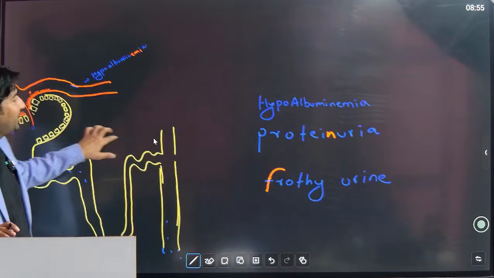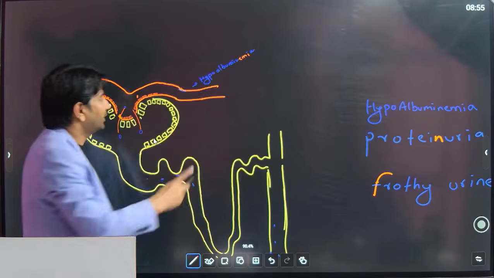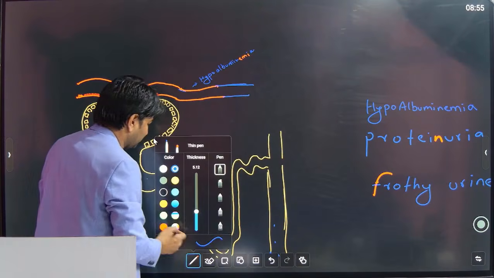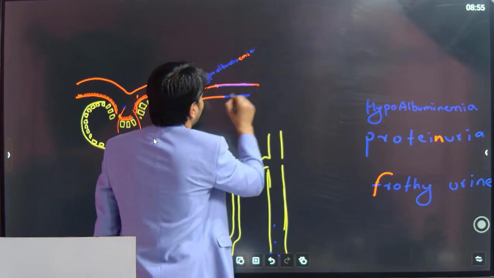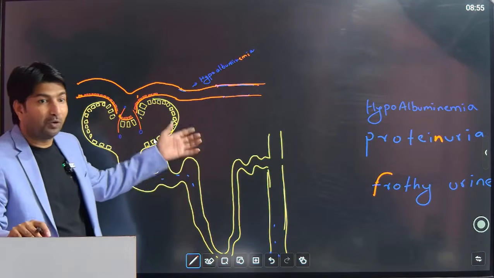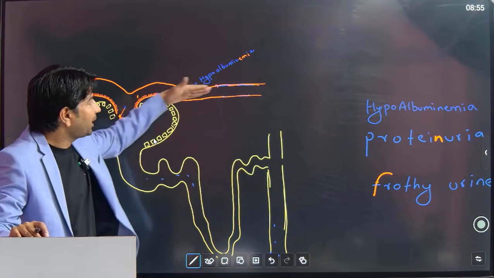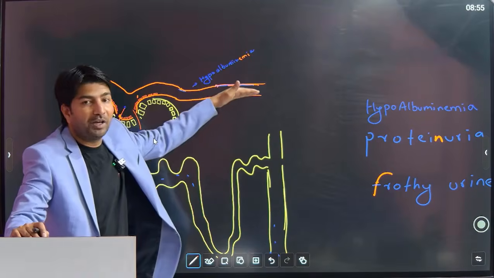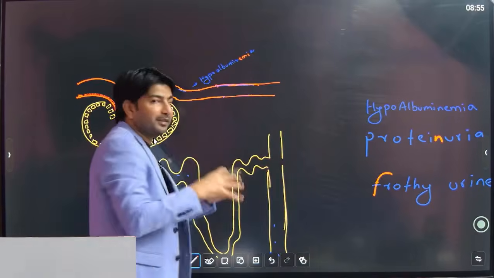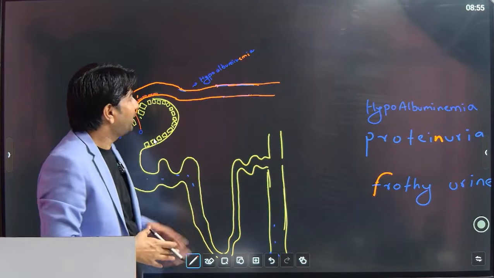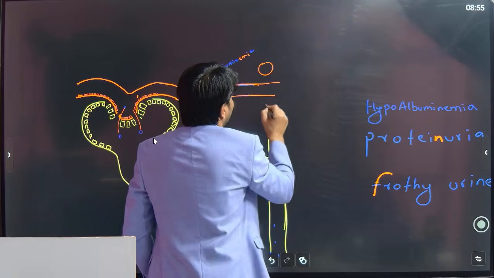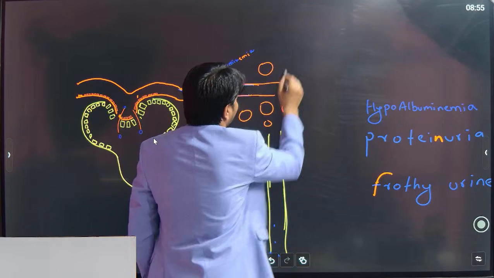From here, as hypoalbuminemia occurred, we saw that the more albumin we have in the blood vessels, the more the oncotic pressure will be maintained. But in our case, the albumin protein has already decreased because it leaked out, leading to hypoalbuminemia. This means that the oncotic pressure in the blood vessels has decreased. The oncotic pressure has dropped, meaning fluid will now start shifting out of the blood vessels.